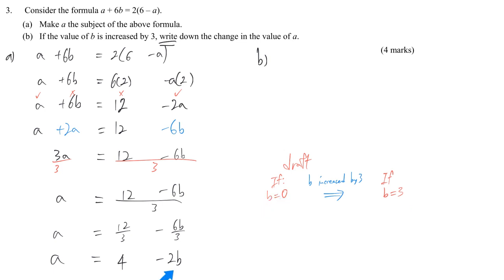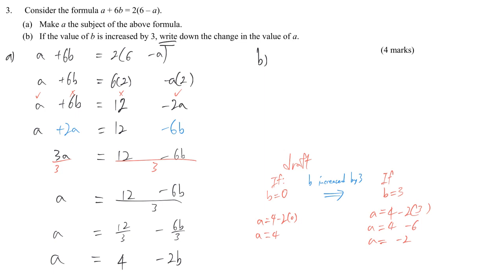If B is equal to 0, we substitute inside. Then we have A equal to 4 minus 2 times 0, which is 4. So in this case, A is 4. And then in another case, if B is equal to 3, we may just write down A is equal to 4 minus 2 times B. B here is 3, so I replace it by 3. 4 minus 6, we have negative 2.